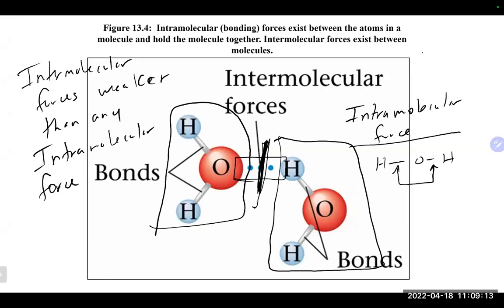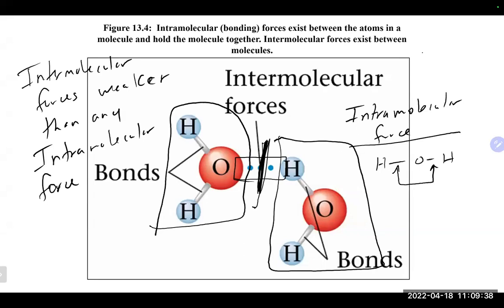So intermolecular forces are always much, much weaker than intramolecular forces. The strongest intramolecular force really is electrostatic attraction. This is the force that we see in ionic bonding between the positive and negative ions. Very, very strong. Covalent bonds are also an intramolecular force, but the strongest one is that electrostatic attraction between opposite charged things.